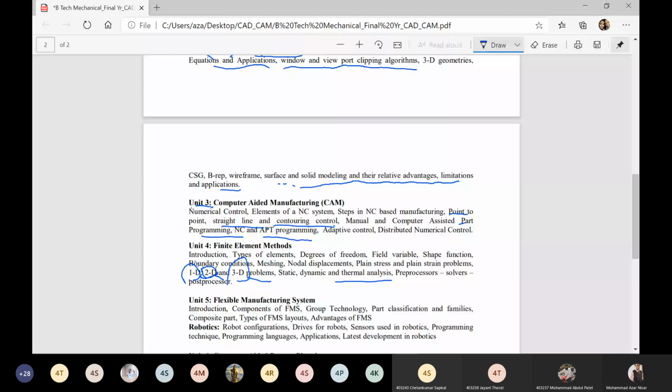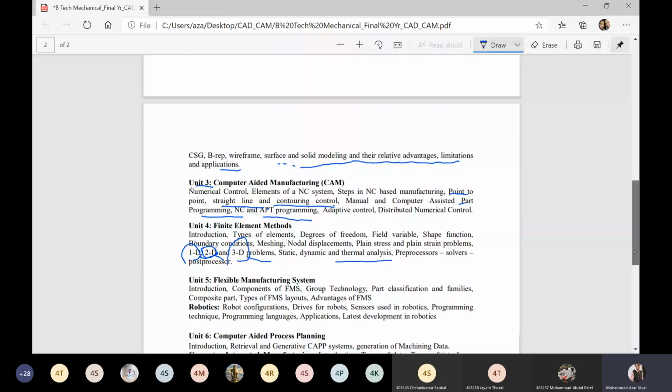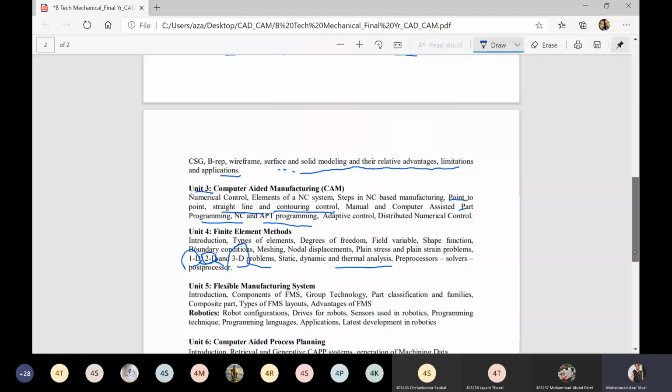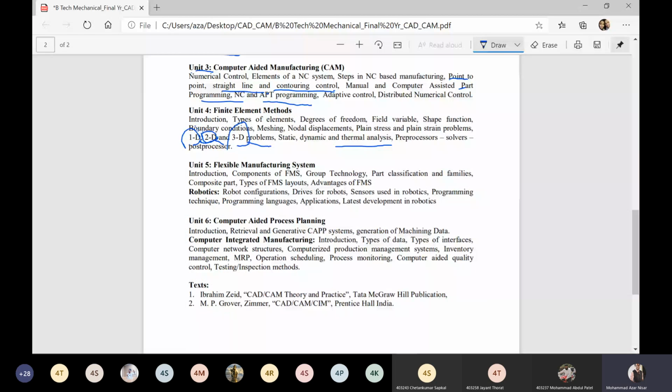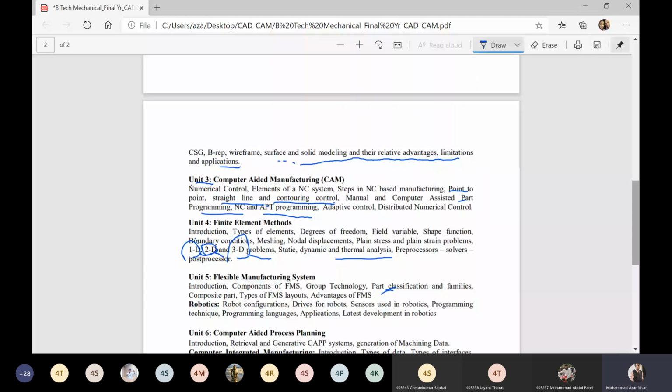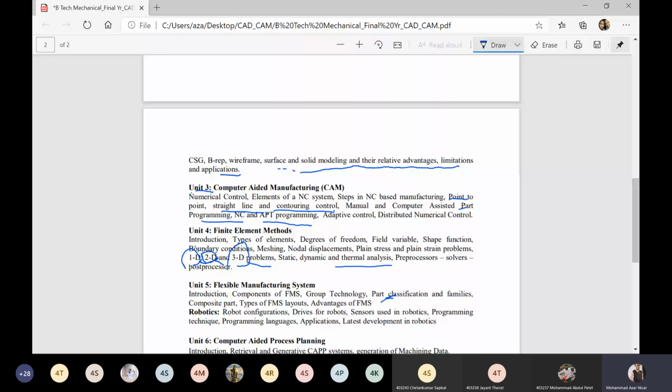And we have only 30 lectures. I think this is our sixth or seventh lecture. So I will focus more on these two topics, and the remaining two topics, 5 and 6, are mostly theoretical, and I will cover FMS in the practical session by using Flexsim software. That's all for today. We'll meet again for the problems of window and viewport clipping.